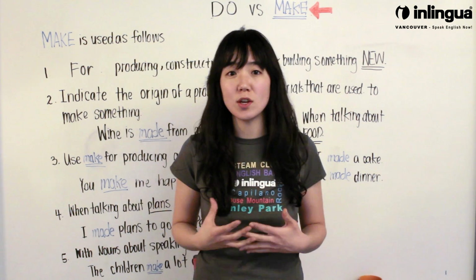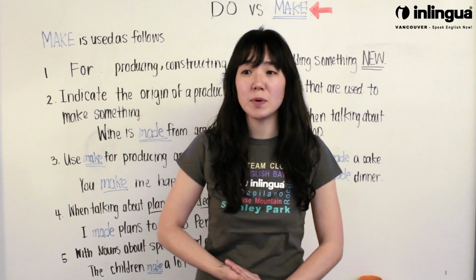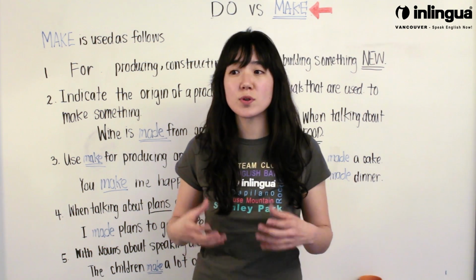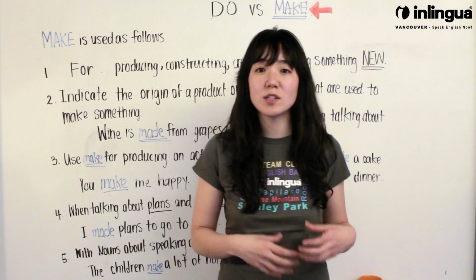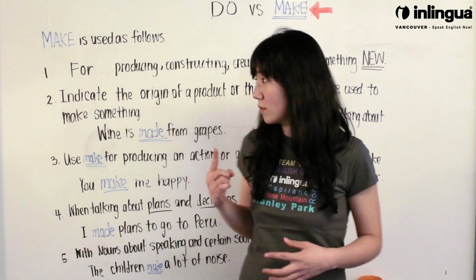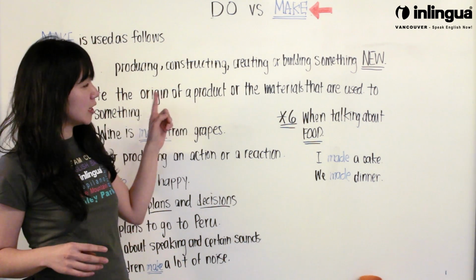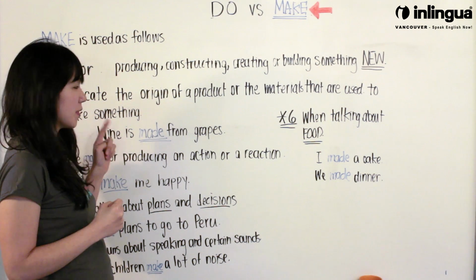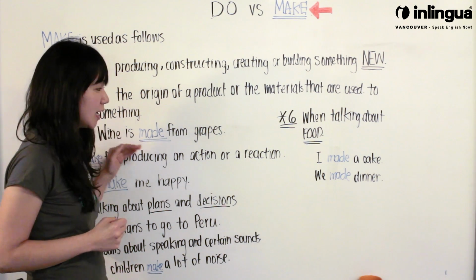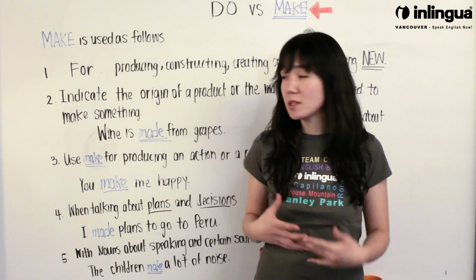Okay, so something new. Example, I made a cup of coffee. So I produced something new. There was no coffee from the start. I had to make the coffee. Okay, number 2. Indicate the origin of a product or the materials that were used to make something. Example, wine is made from grapes. Wine is made from grapes, yes.